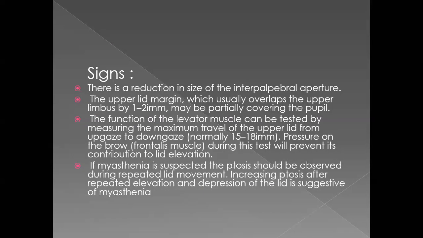Okay, so I was talking about the interpalpebral aperture, that it is the open space in between the upper eyelid margin and the lower eyelid margin. That is called the interpalpebral aperture. Okay. Now, the upper eyelid normally covers the upper part of the cornea. And how much cornea is normally covered by the upper eyelid? It is 1 to 2 millimeters.